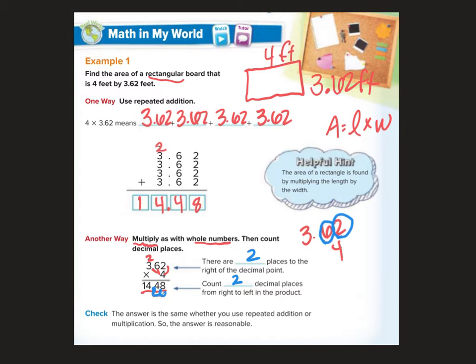Now in this case it lines up, but it's not always going to line up. So you can't just say, oh, I just have to bring it down. It doesn't work that way. I need to count 1, 2 digits to the right of the decimal place in my factors, so I bring it back 2 in my product. The answer is the same whether you use repeated addition or multiplication, so that means we have a reasonable answer. Check.